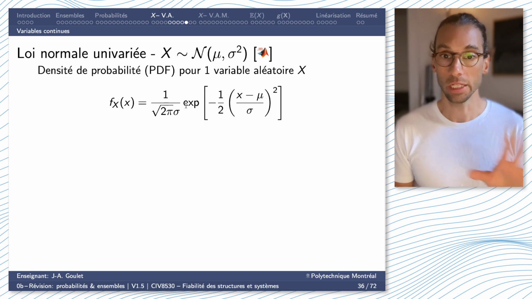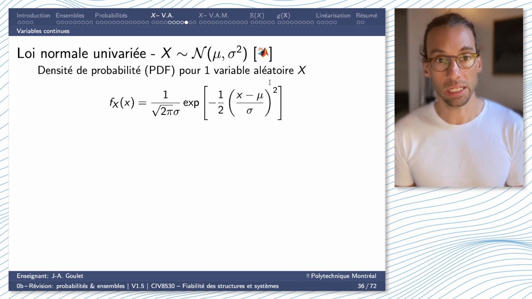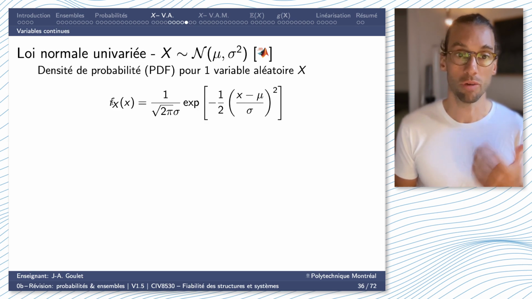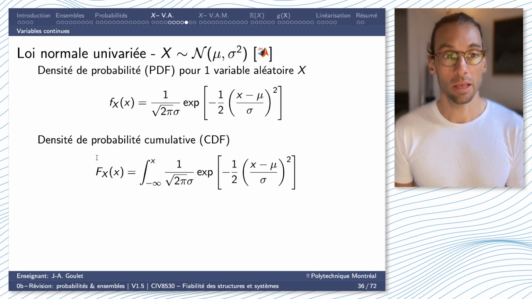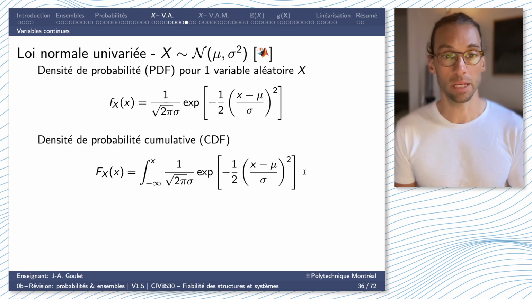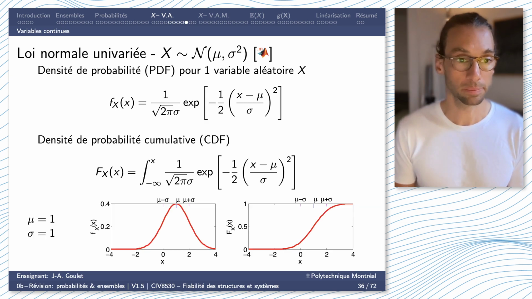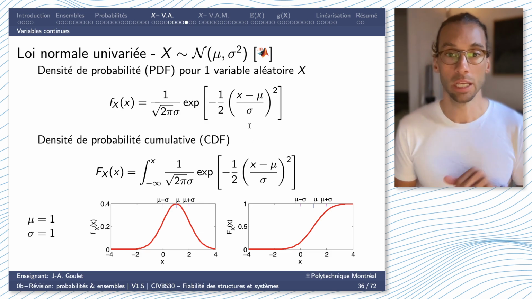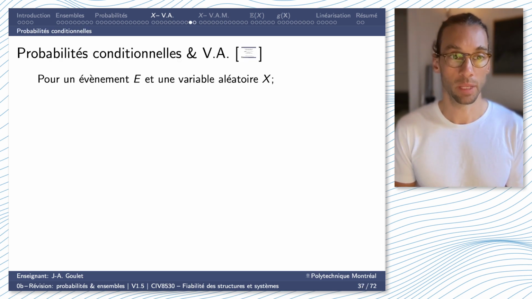So let's take it for granted for now, but let's assume this is the equation to define the PDF of a Gaussian random variable. If we want to obtain the CDF, we're going to integrate that formulation with respect to dx. And we can see here, we have the PDF for a mean equal to 1 and standard deviation equal to 1. And we have the CDF, which is going to be the integral of this curve. We're going to come back to this later on in detail in module 1.